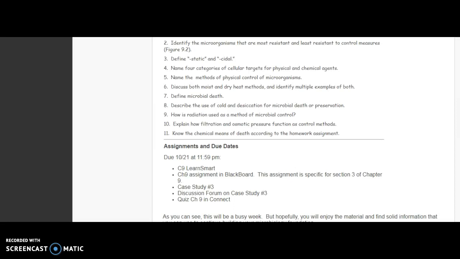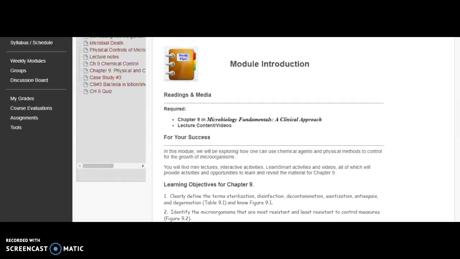All right, you've got a third case study, which is in Blackboard, and then the discussion forum that always follows the case studies, and then wrap the week up with a quiz. So all of these have a due date of this coming Saturday the 21st at 11:59 p.m. The quiz for this week will open Wednesday morning. All right. Moving on.